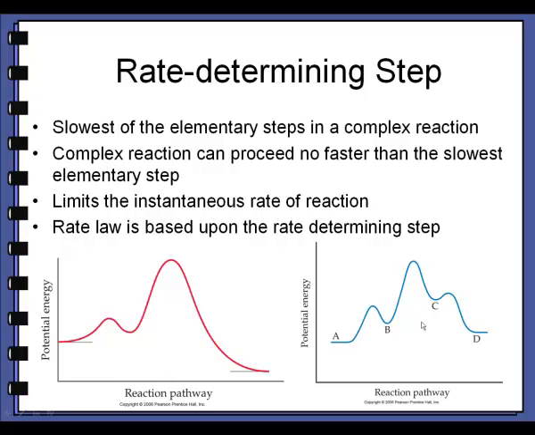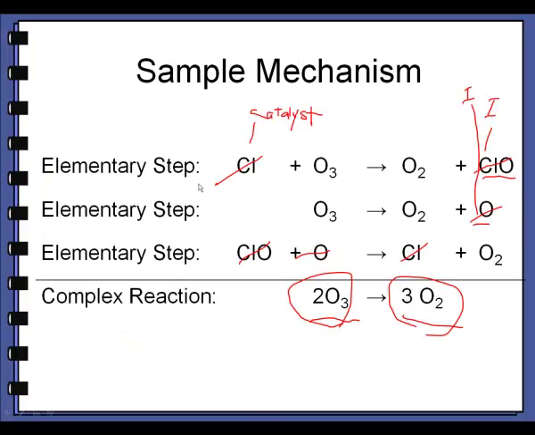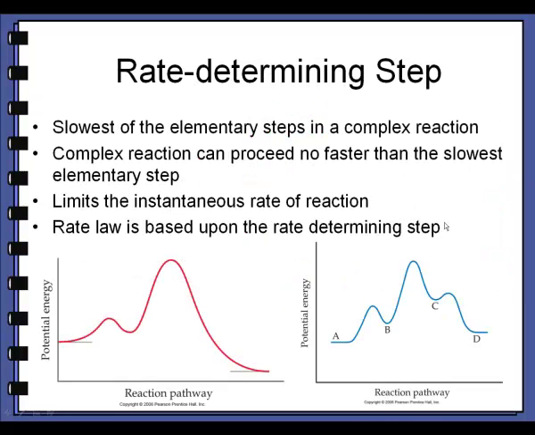But rate determining steps, so if I go back to my mechanism, we can actually measure the rate of each of these elementary steps. What we would find is that one out of these 3 would be the slowest step, and the slowest step out of your elementary steps would be your rate determining step. Complex reactions like this have rates dependent upon the slowest step, so it limits how fast your reaction can go, and the rate law is based upon the rate determining step.